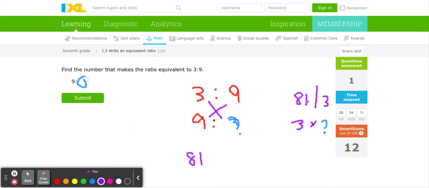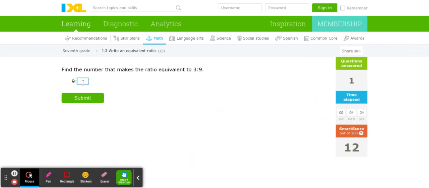Now 81 divided by 3 is not really easy to solve with your brain, but off the top of my head, I remember that it is 27. You can also just do your division, or if a calculator is allowed in your class, you can also use that. So let's check our answer now as 27. Correct.